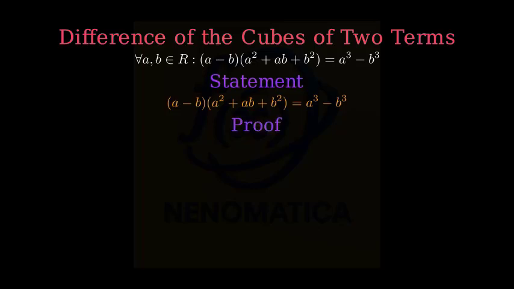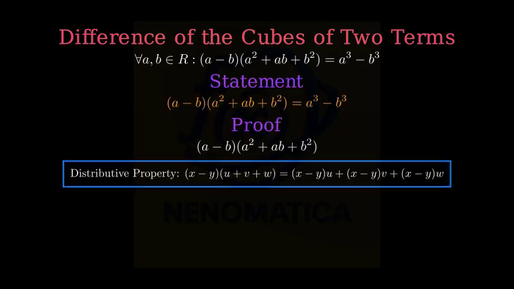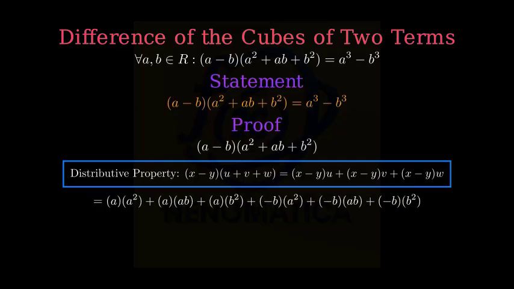We begin with the left side of the equation, a minus b multiplied by a squared plus ab plus b squared. To expand this expression, we need to distribute the first term a minus b to each term in the second factor. This gives us a times a squared, plus a times ab, plus a times b squared, plus negative b times a squared, plus negative b times ab, plus negative b times b squared, which simplifies to a cubed plus a squared b plus ab squared minus ba squared minus bab minus b cubed.